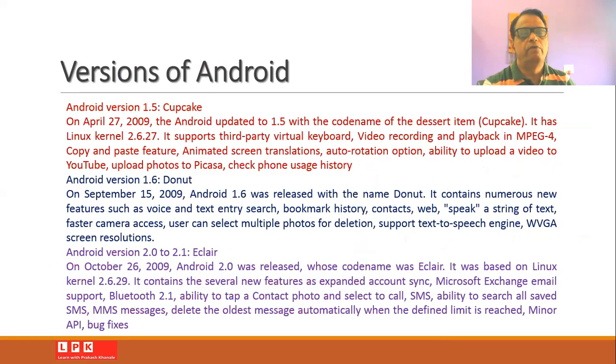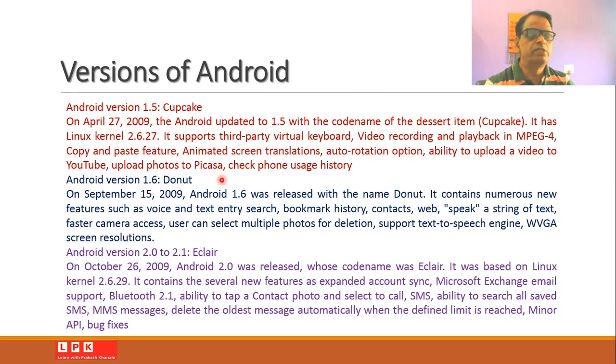Later on, we have version 1.5, which is called the Cupcake version, which was released in 2009, and a dessert name is given to this version. It has a Linux kernel of 2.6.27. It supports the third-party virtual keyboard, video recording and playback in MPEG-4, copy and paste feature, animated screen transitions, auto rotation facility, ability to upload a video to YouTube, upload photos to Picasa, and check the phone usage history was provided in this version.